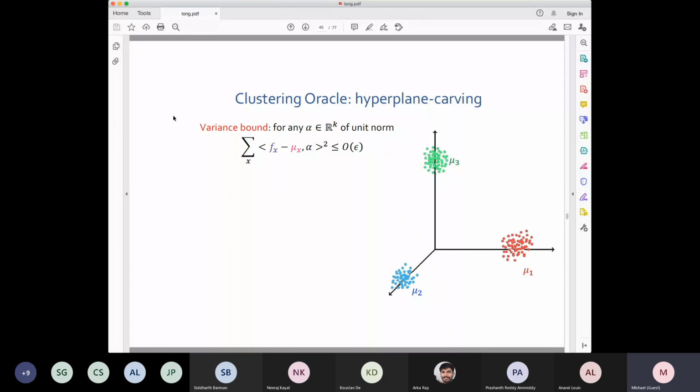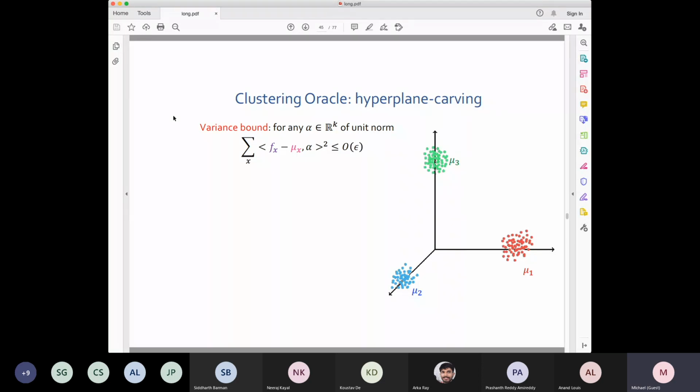So what is the formal claim that provides such a statement? This is something that we call the variance bound. The variance bound says the following. Here's the bound as shown on the slide. Basically, it bounds the amount of variance that the points have around their mean in any direction in this k-dimensional space. We specifically choose any direction alpha in R^k, just a vector of unit Euclidean norm, and for every vertex x, let mu_x be the center of the cluster of x.